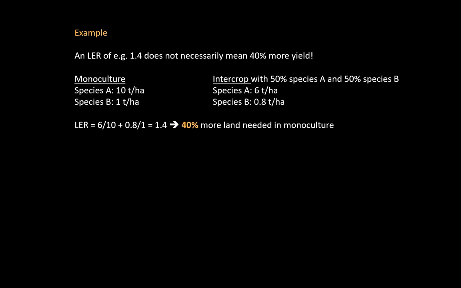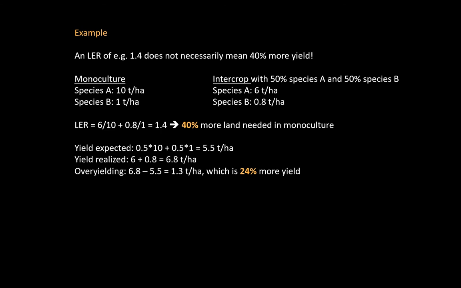That is something else. For example, in this case, where species A and B give 6 tons per hectare and 0.8 tons per hectare in the intercrop, the LER, as you can see in this calculation, is 1.4. But the extra yield that you get is not 40%. This 1.4 means that you need 40% more land in monoculture to get the same yields as in the intercrop. But the actual overyielding is less than that.